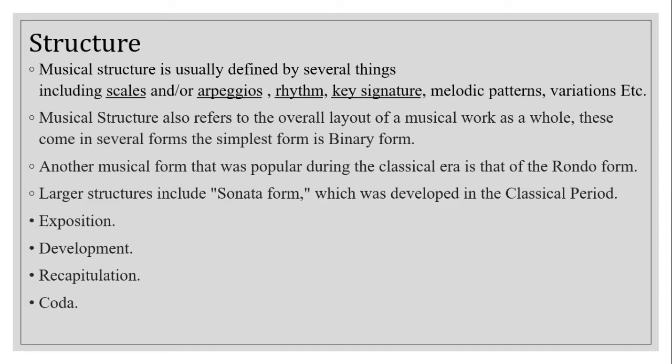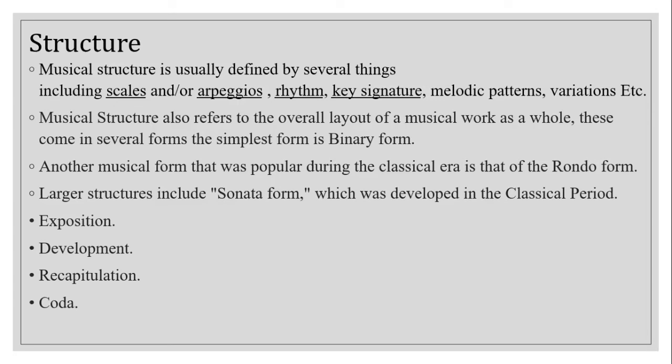Next is structure. Now, structure is another important element in music because it's defined by several things. For example, scales, arpeggios, rhythm, key signature, melodic patterns, variations, etc. Now, musical structure is normally what we refer to as the overall layout of a musical work, a musical piece, or a song as a whole. Now, there are several forms, and one of the simplest forms is binary form.